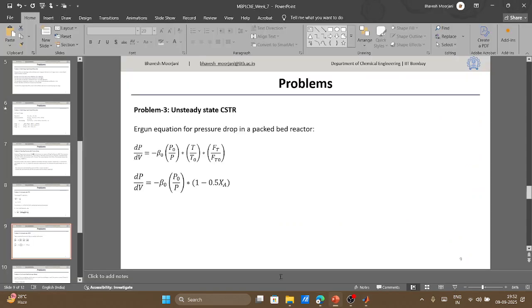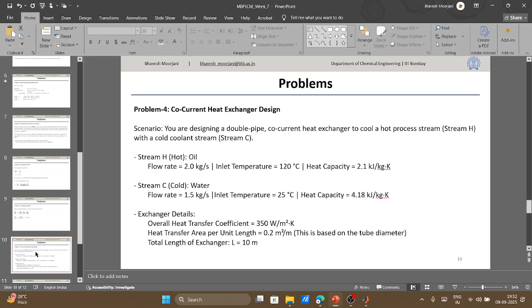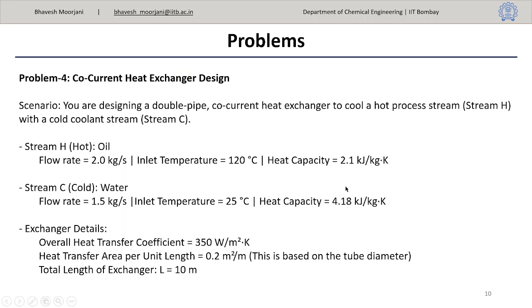Now let's move forward with the last example. It's a fairly small example, and then I will end on a note with a question. Based on that, we will move forward with the next class. So now problem 4 is co-current heat exchanger design. You are designing a double pipe co-current heat exchanger to cool a hot process stream with a cold coolant stream. The information is given as stream H is an oil, whose flow rate, inlet temperature and heat capacity are given. For the cold stream also the same information is given.